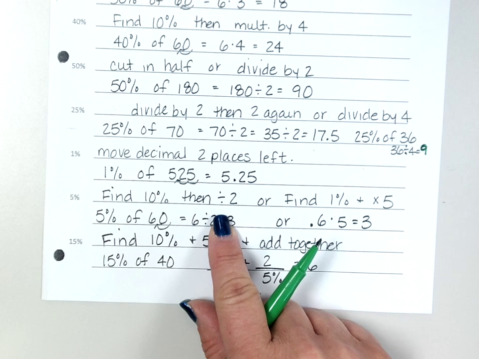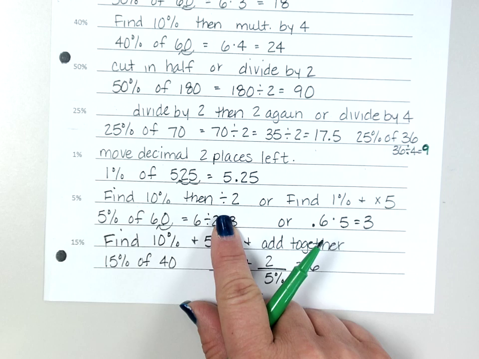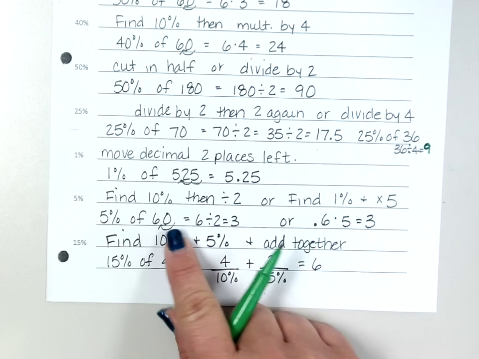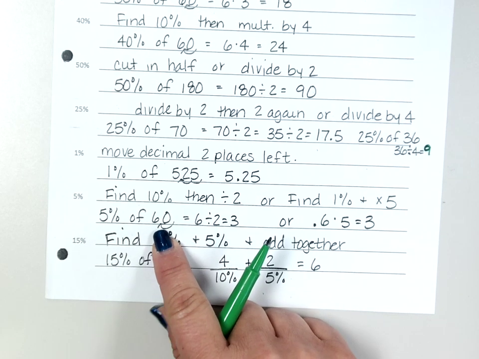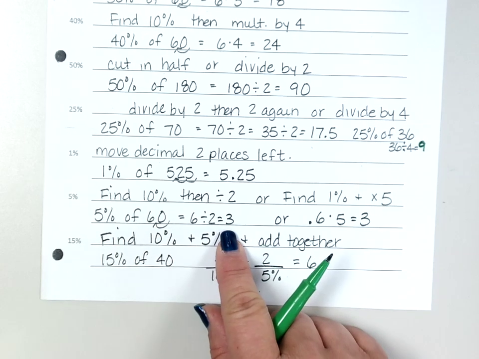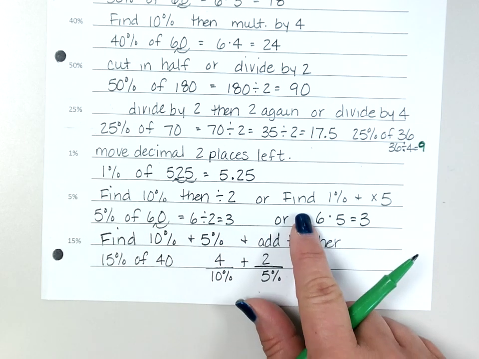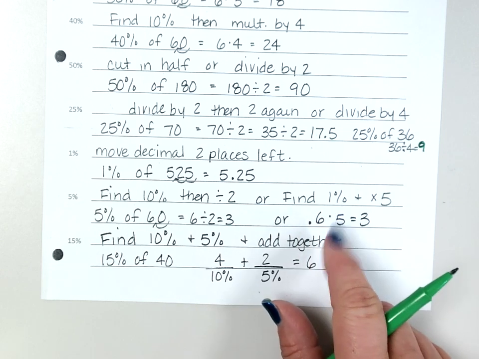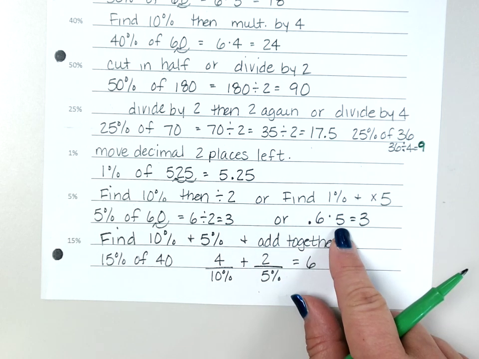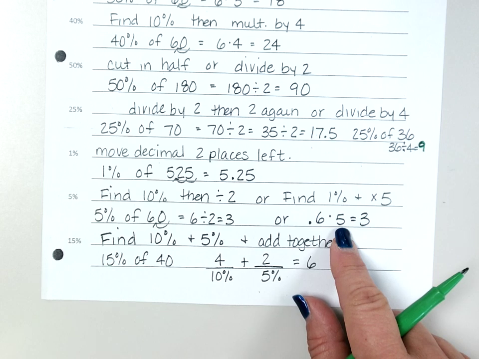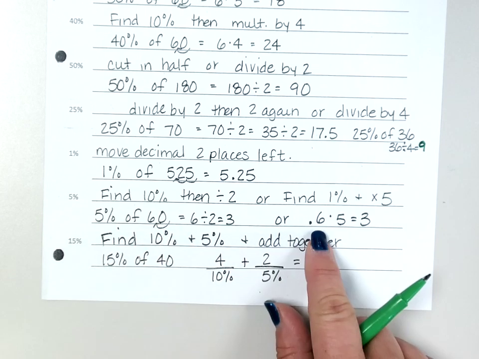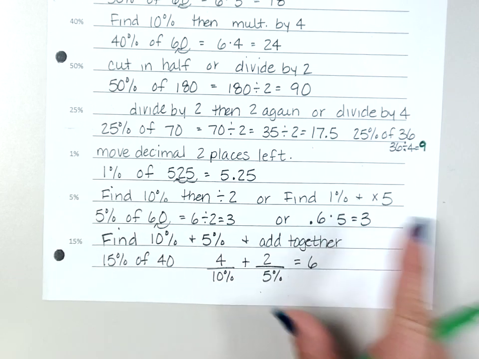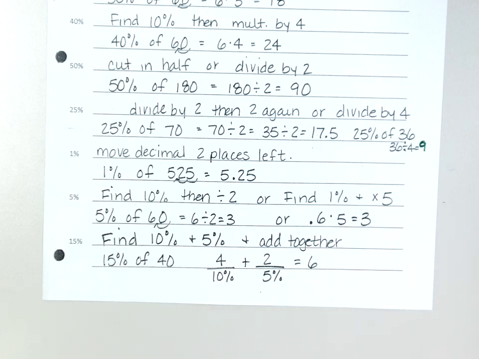5%. You can do this 2 different ways. I usually do the 10% and cut it in half. So if I find 10% of 60, I'd get 6, cut it in half, that would be 3. So 5% is only 3. The other way would be to do the 1%, move it 2 to the left, and then times by 5. I don't like that, because then I'm dealing with decimals. But if you move this 2 to the left, you get 0.6, times it by 5, and you still get 3. But I don't like dealing with the decimals. That's why I like to do 10% and then cut it in half.